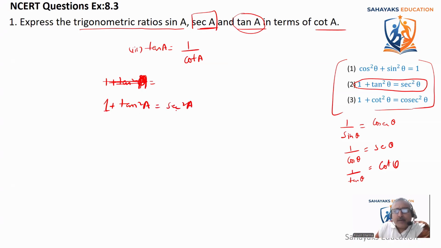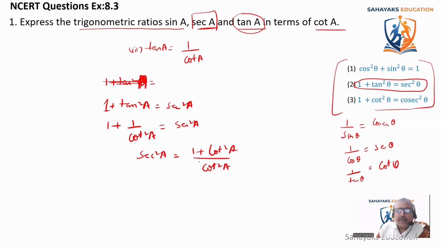So I have to convert to cot. So I'm going to write 1 plus 1 by cot square A is equal to sec square A. Or I can say sec square A is equal to 1 plus cot square A divided by cot square A, or we can say sec A is equal to square root of 1 plus cot square A divided by cot A.